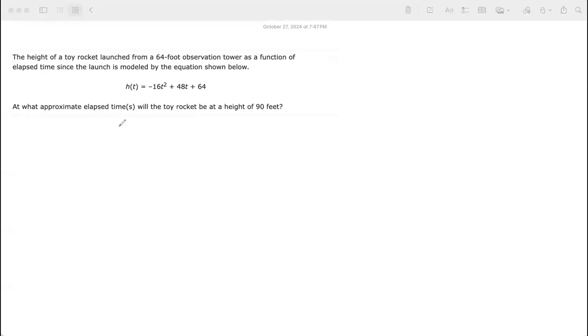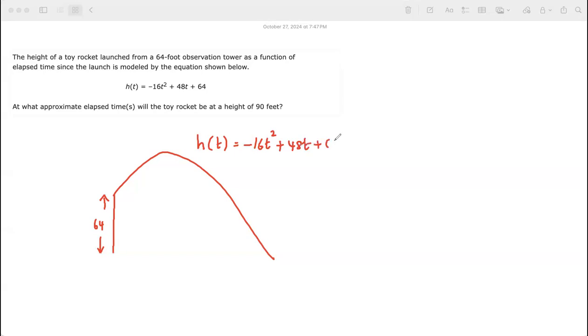On the second one, the height of a toy rocket launched from a 64-foot observation tower. Let's draw this. This is the 64-foot observation tower. The toy rocket is launched from here. It's being modeled by minus 16t square plus 48t plus 64. What approximate elapsed times will the toy rocket be at a height of 90?